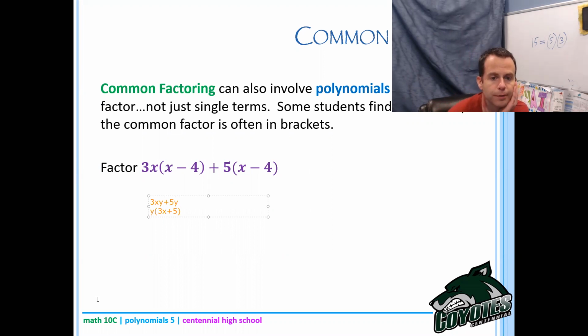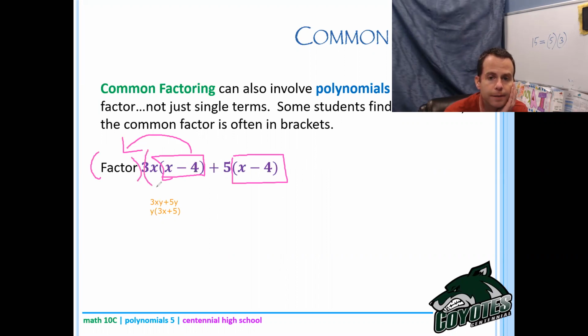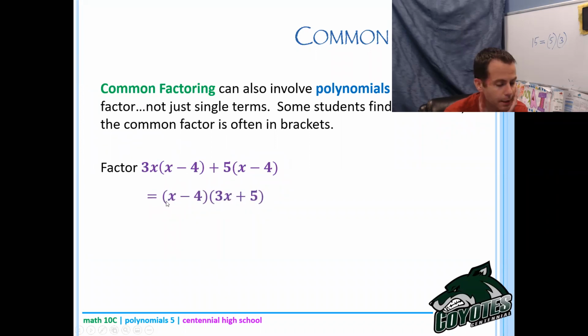Well, there's no difference here. Your commonality is x minus 4. X minus 4 is common to both terms. And so I can say, hey, I can pull the x minus 4 out and stick it in the front. Well, what will be left is 3x plus 5. Okay, so that would look like this. I pulled out the x minus 4, and what's left was the 3x plus 5.